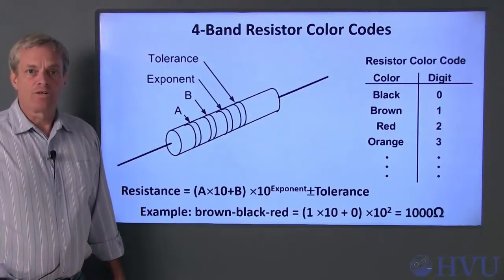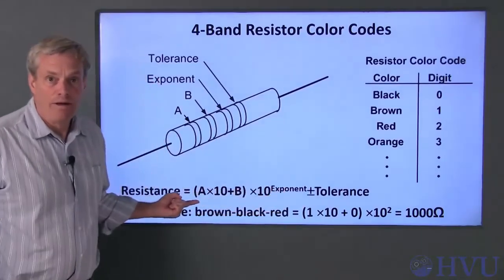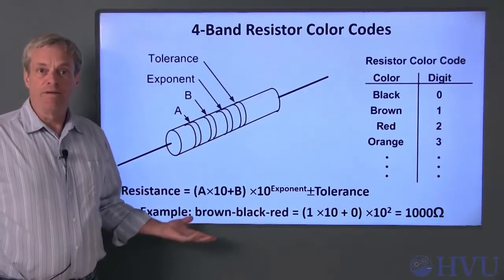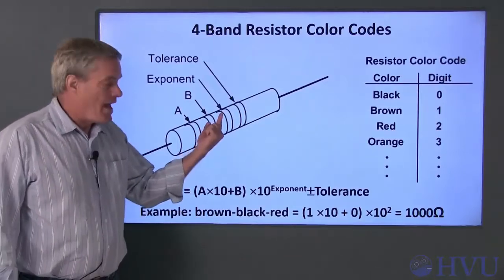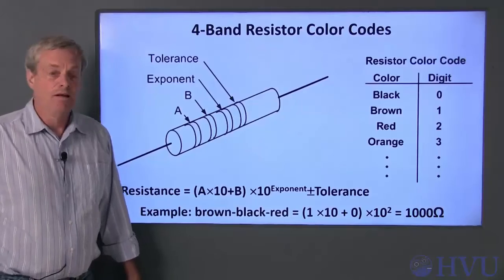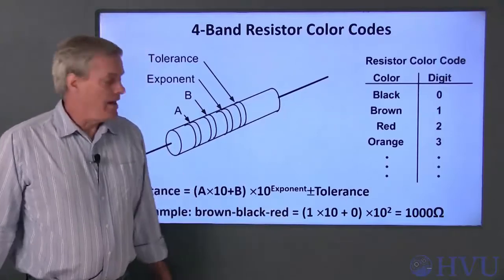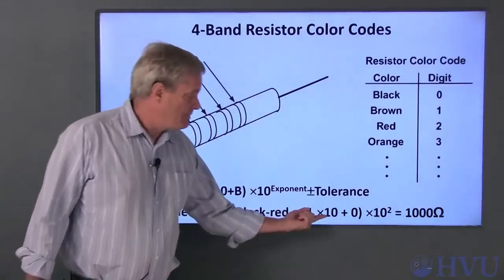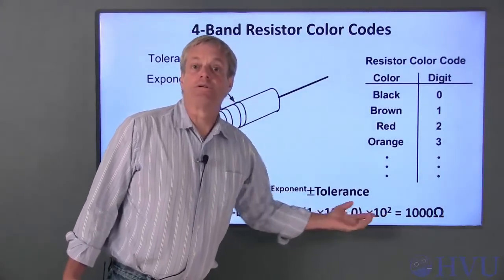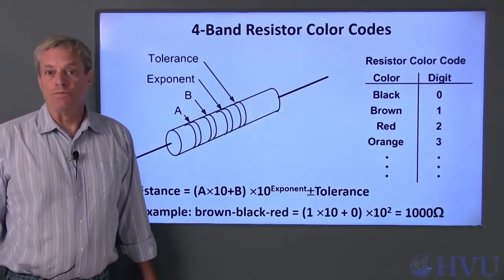The first three bands are read as follows to get the nominal resistance. The general formula is shown here. The first two bands, A and B, represent a two-digit number which provides the mantissa of the resistance. The third band provides an exponent, or power of 10, by which the mantissa is multiplied. For example, if the first three bands are brown, black, red, the value is 1 for brown times 10 plus 0 for black, times 10 to the second power, since red corresponds to 2. This is 10 times 10 squared, or 1,000 ohms.